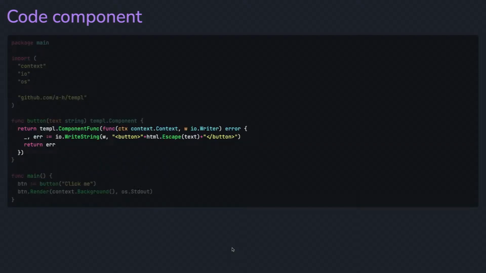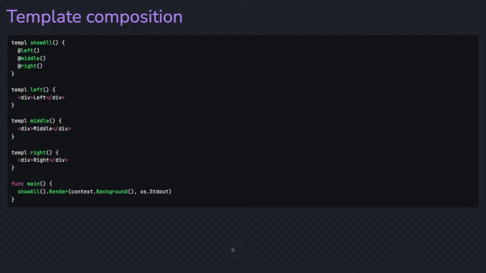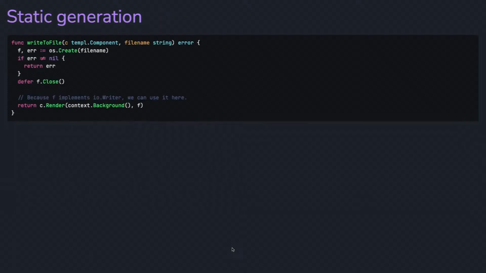So if you don't want to define a type, you can define this Templ component func, and that just turns a function into something that implements the interface. As you might expect, you can compose templates together. So you can define a left, middle, and a right, and then show them all together in one go.